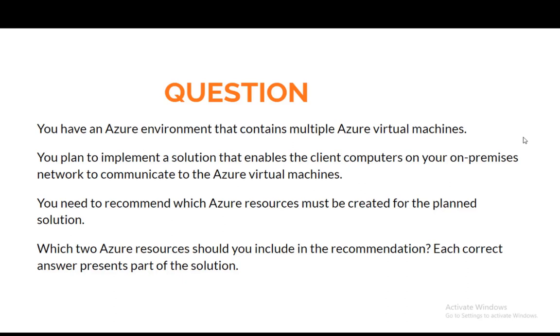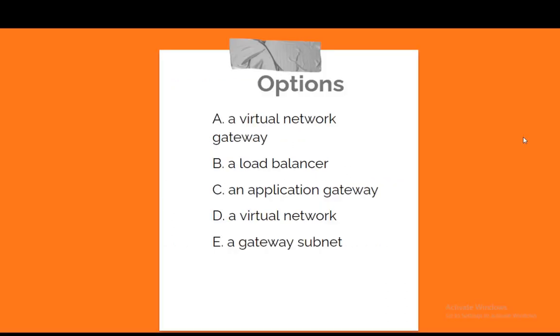And here are the options. Option A, a virtual network gateway. Option B, a load balancer. Option C, an application gateway. Option D, a virtual network. Option E, a gateway subnet. And the correct answer is option A, a virtual network gateway, and option E, a gateway subnet.